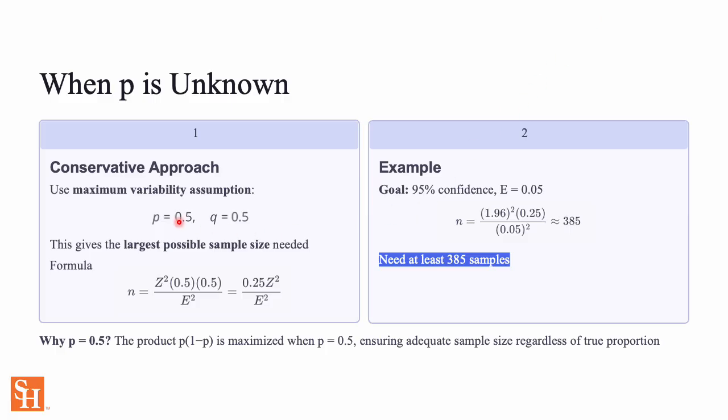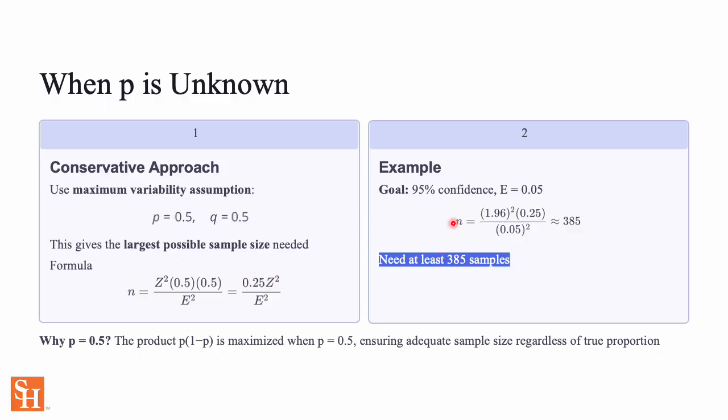So when we do not have any information, we choose the case where we get the maximum variability. So when p is unknown, we use the value 0.5 for p, and for q as well the value would be 0.5, because q is 1 minus p, right? And then that would be the sample size. This is the formula for the sample size.